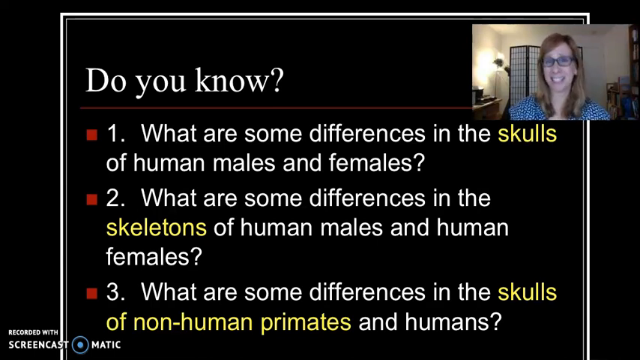Also, the skeletons of human males and females. Like in general, what do you think is different? What do you know to be different? What are different functions, biological functions of males and females, and how do you think the skeleton supports that?